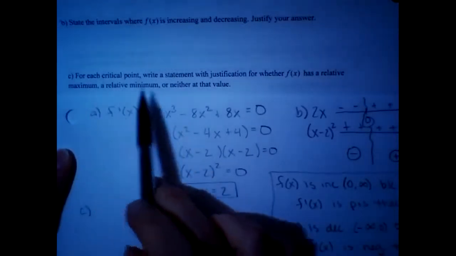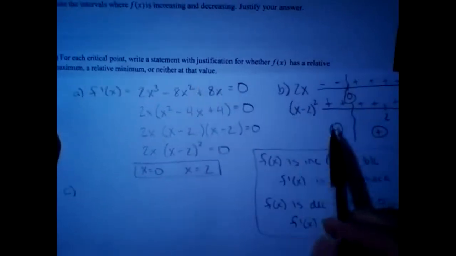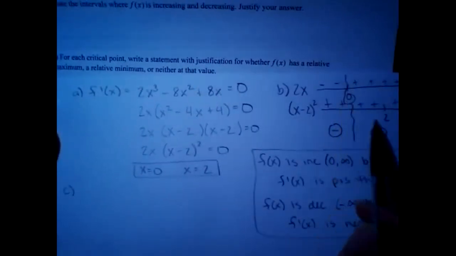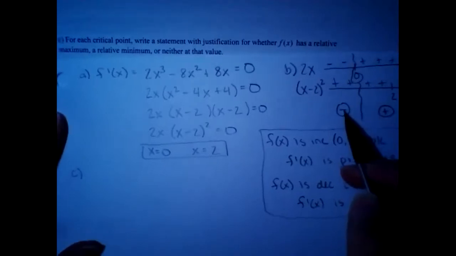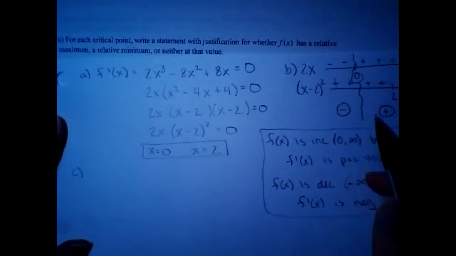All right, so letter C, for each critical point, we're going to write a statement, whether there's a relative maximum, minimum, or neither there. So we're going to have 2 sentences, one for 0 and one for 2. All right, so at 0, we have a change from negative to positive. So what does negative to positive mean? Relative maximum or minimum? If we do negative to positive.